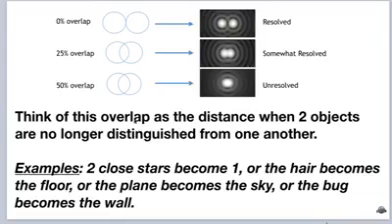Okay, and so I want you to think of this as the distance when the two objects are no longer distinguished from one another. And you can kind of see that here. They're two, and then right here at 50% overlap, it essentially becomes one image. So as an example, two close stars become one, or the hair merges with the floor, or the plane becomes the sky, or the bug becomes the wall. Essentially, information is lost.